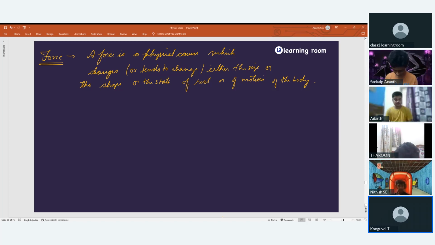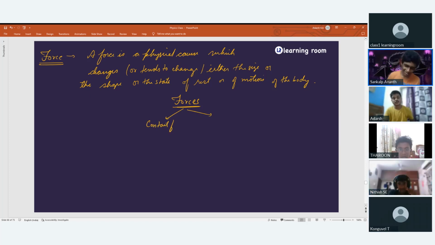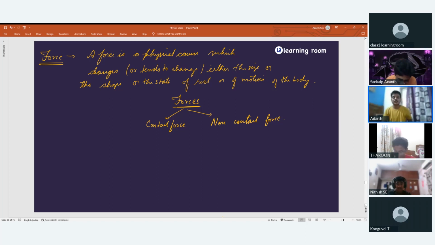Yes, sir. Done. Okay, now we'll be seeing that forces are of two kinds. One is contact force, the other is non-contact force. Focus here. Contact force means if you are applying the force, then you are touching something. You transfer the force by touching it.